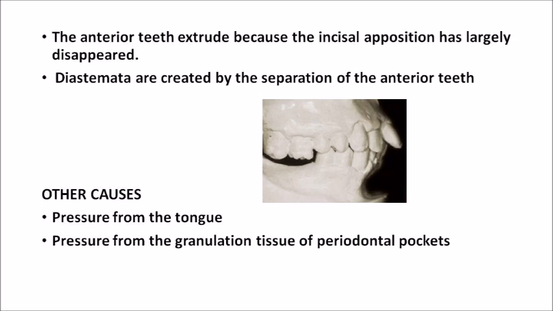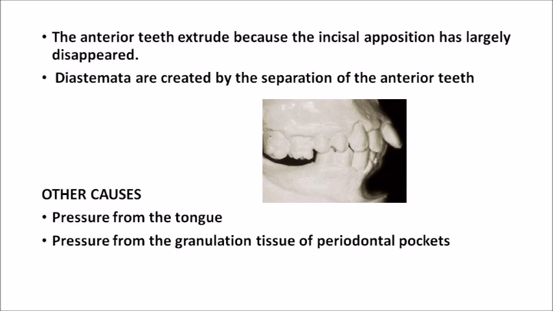So the anterior teeth will extrude because the incisal apposition has largely disappeared. We already mentioned mandibular incisors will tilt lingually, maxillary incisors will be pushed labially and laterally, so there is no incisal apposition at all. Because of this, anterior teeth will extrude and diastemata are created due to the separation of the anterior teeth. There are other reasons for pathologic migration or movement of these teeth.